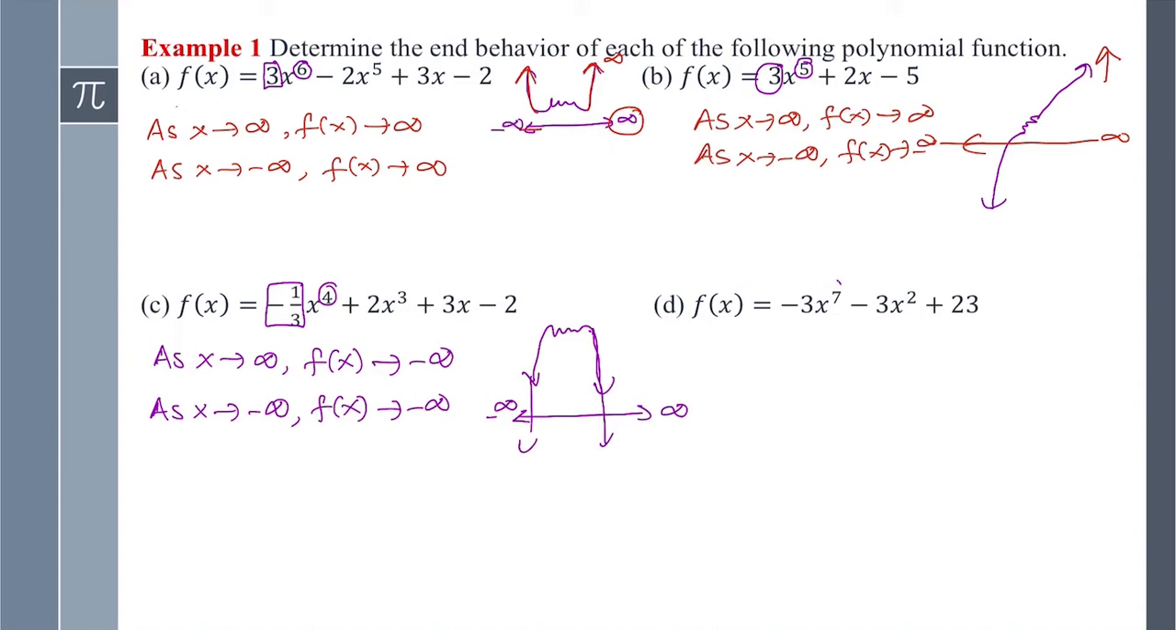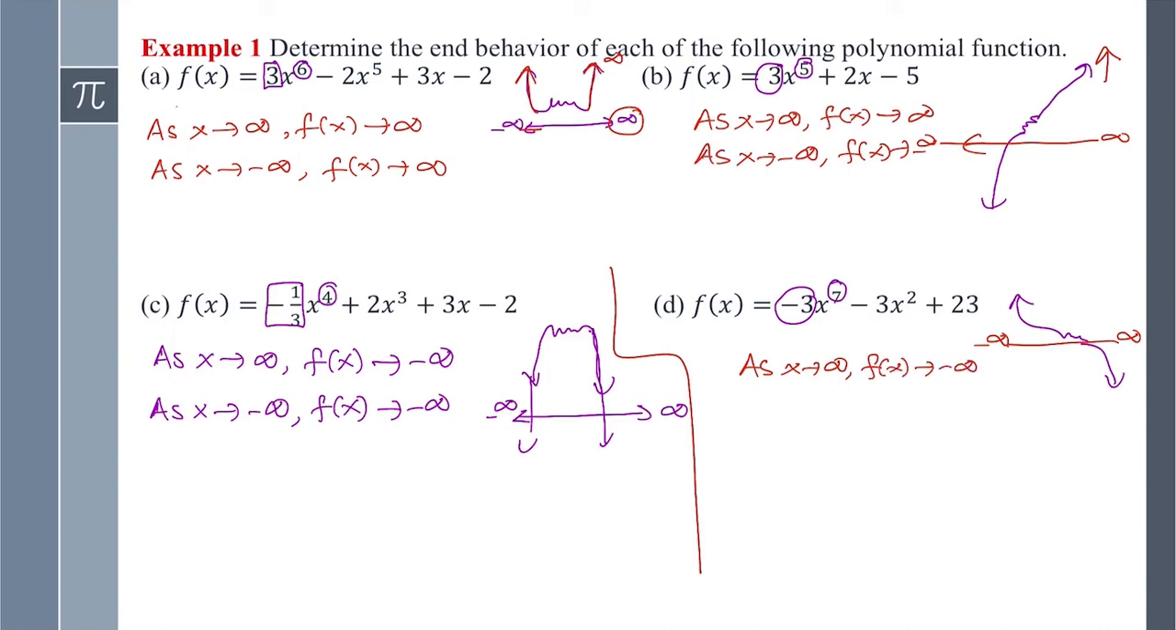Similarly here, we have the odd power and the negative coefficient. That means the graph looks like this. Okay, so this is x goes to infinity, this is x goes to negative infinity. So here, as x approaches infinity, f of x approaches negative infinity. So when x goes to infinity, the function goes to negative infinity. Similarly, as x approaches negative infinity, the function approaches infinity. So when x goes to negative infinity, the function goes up.